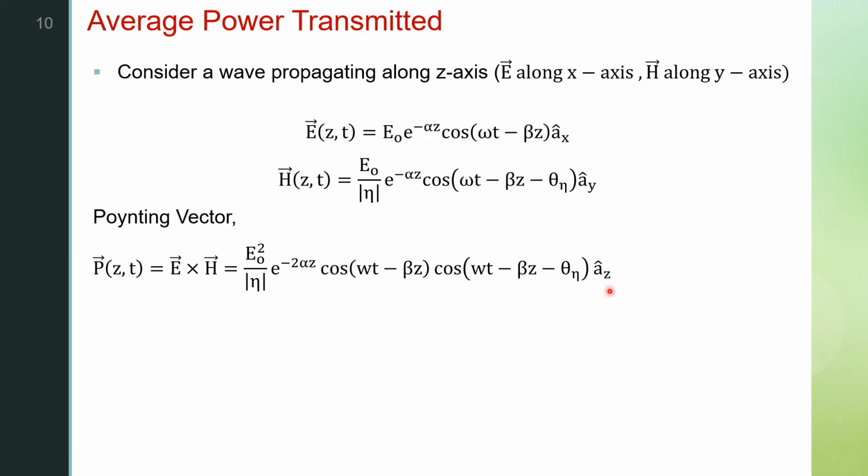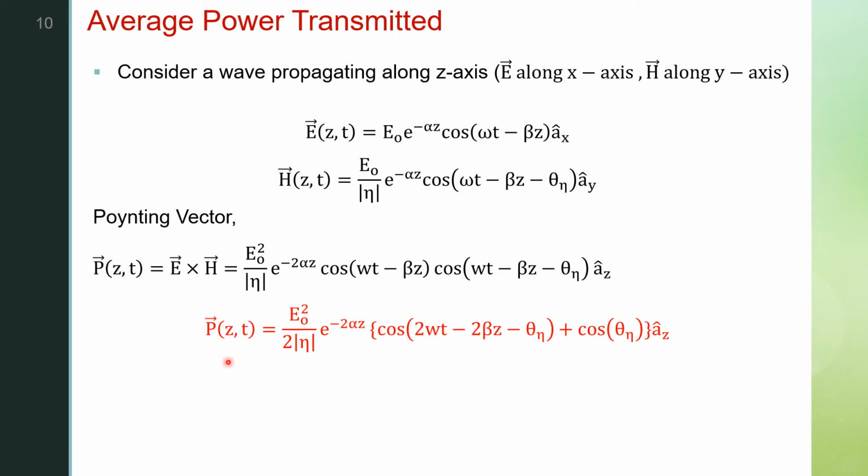And what about the direction? We are taking the cross product, that is ax cap cross ay cap, which is going to be az cap. This ax cap cross ay cap, we understood it as az cap from the basics of vector calculus.